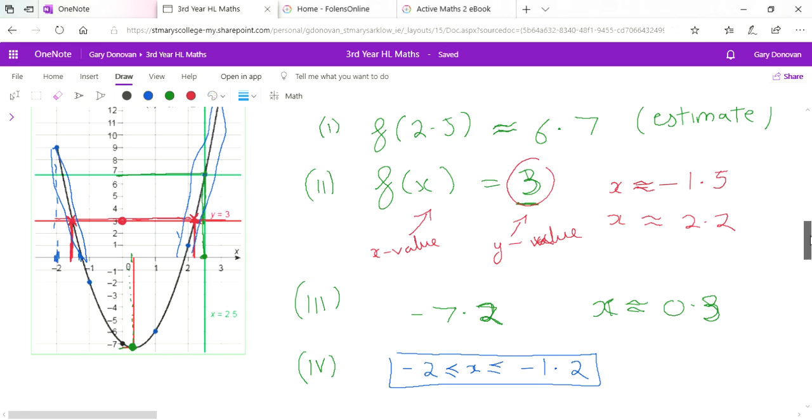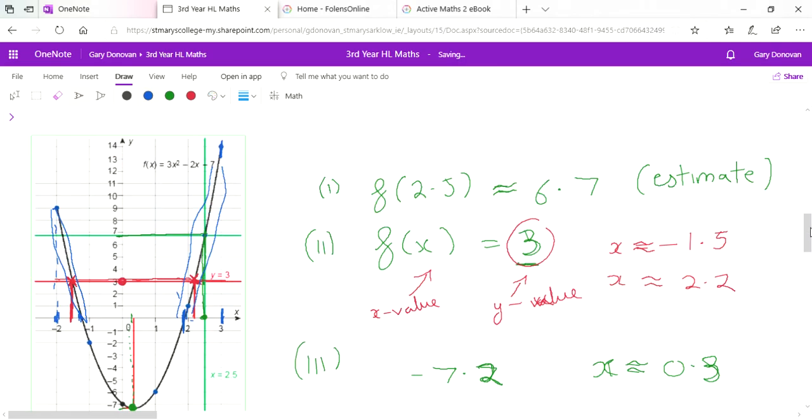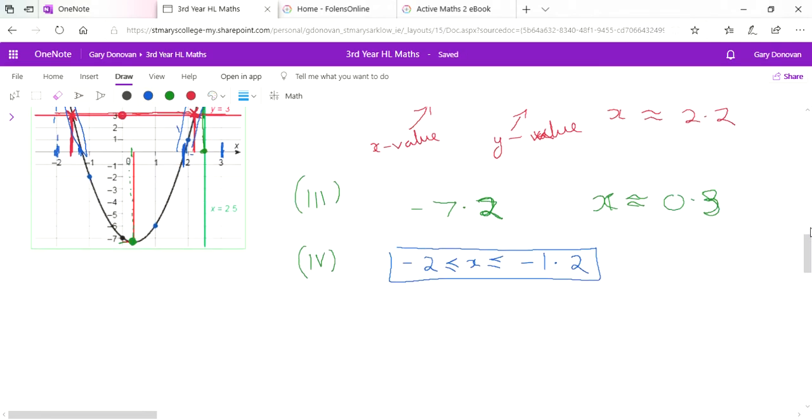If we look over here, it's also bigger than 0 from about here to here. So what's that, about 1.8 to about 3? So also from 1.8 to about 3. And remember, all of these are estimates because it's read from the graph.